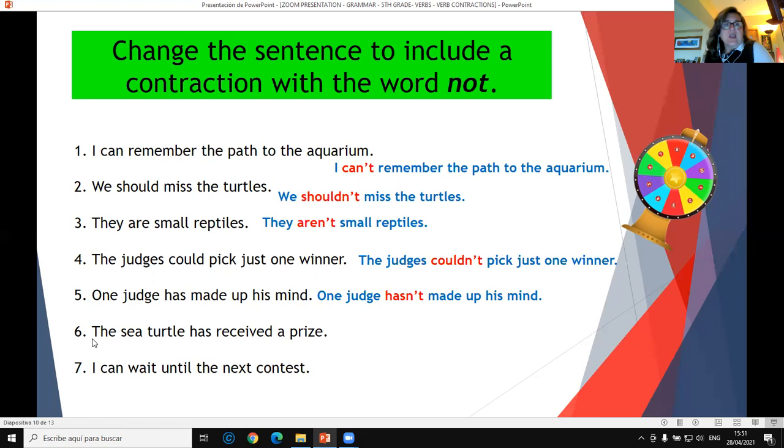Number 6, the sea turtle has received a prize. After has, if we put not, we can contract it and have the word hasn't, the contraction, and we will have the sea turtle hasn't received a prize. Number 7, I can wait until the next contest. We can put not after can, contracted, and we have cannot, or can't in the case of the contraction. I can't wait until the next contest.